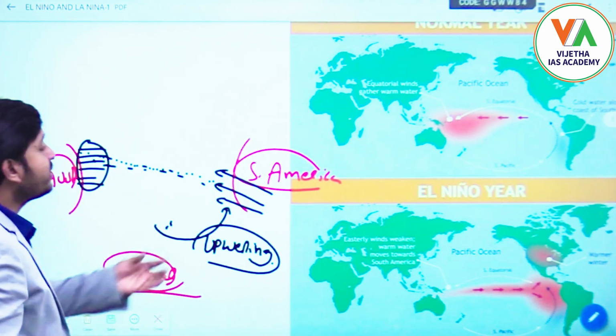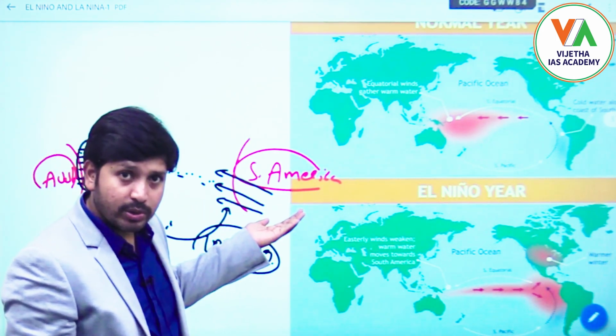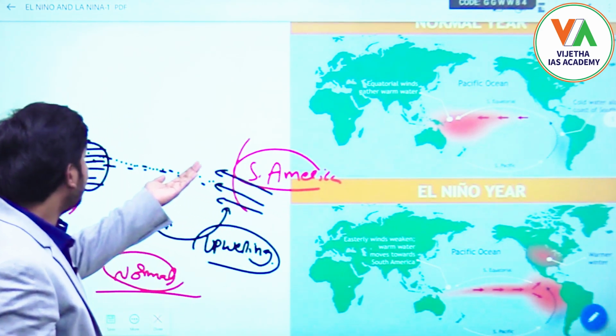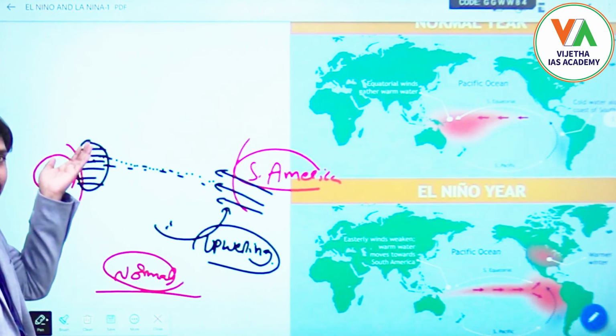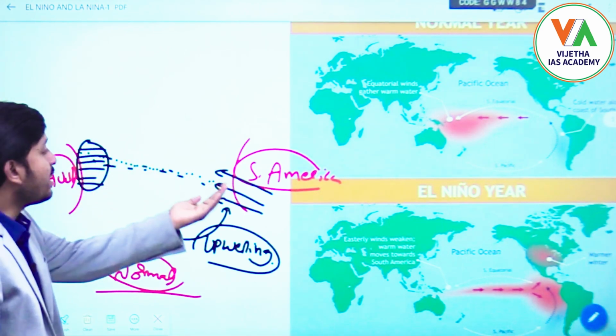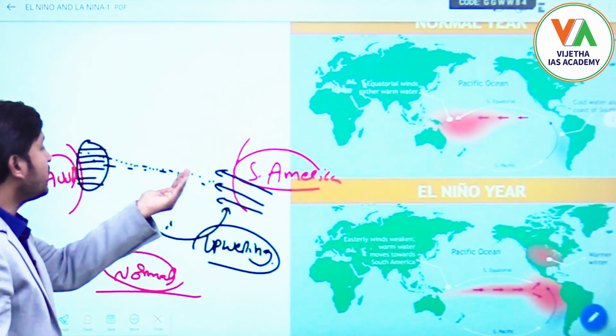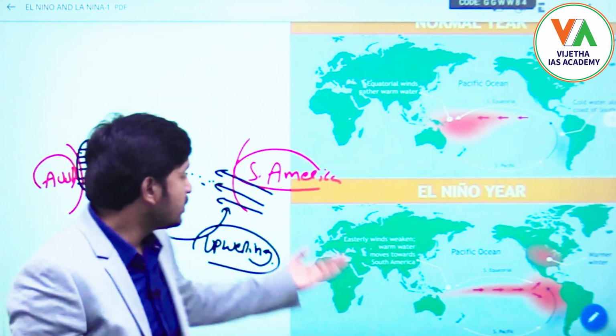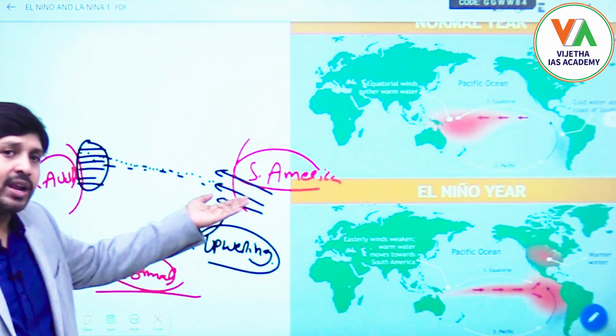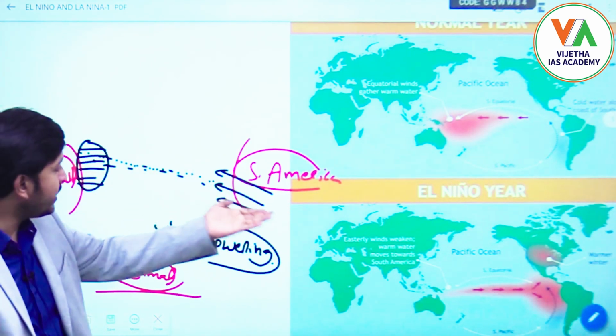Whatever water has been dragged from the South American coast will be pulled towards the Australian coast, and this water will start accumulating there. In the process, the water traveling on the surface will start becoming warmer, because it has to travel hundreds of kilometers from South America towards Australia.